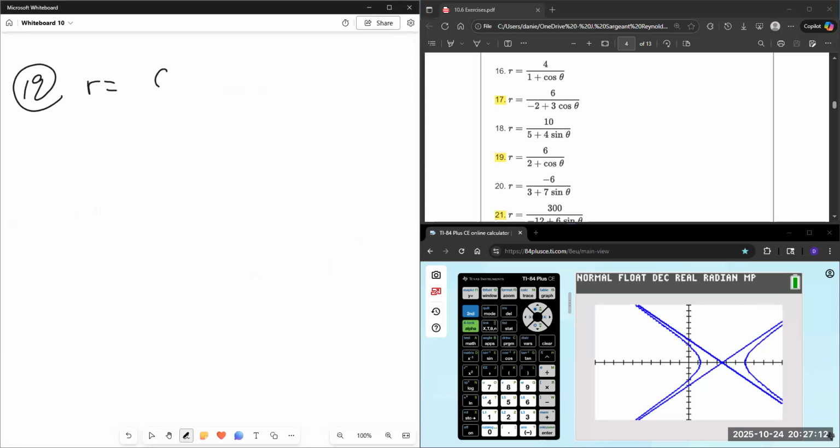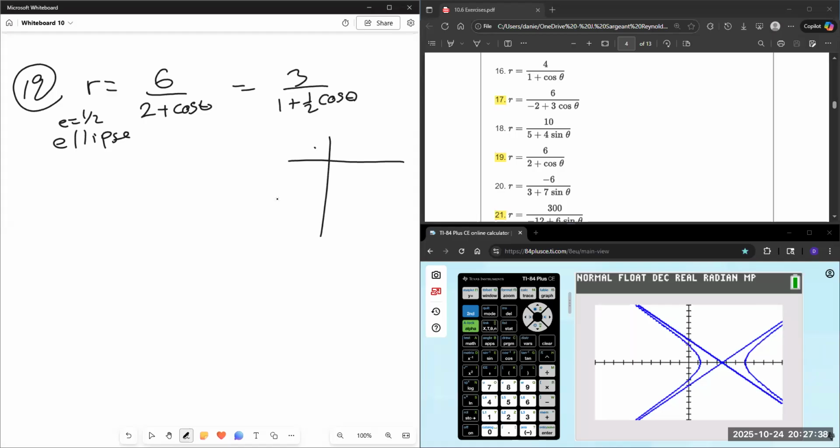Let's look at number 19. R equals to 6 over 2 plus cosine of theta. So this is 3 over 1 plus 1/2 cosine of theta. This is going to be an ellipse because my E is equal to 1/2. And this opens left and right. So I'm interested in the endpoints where theta is 0 and pi.